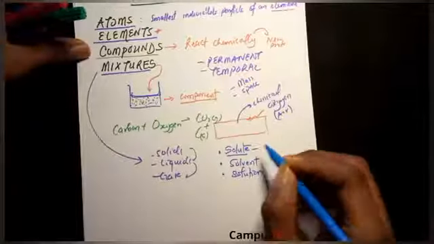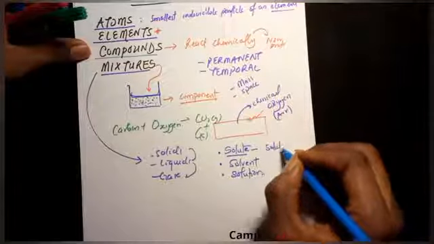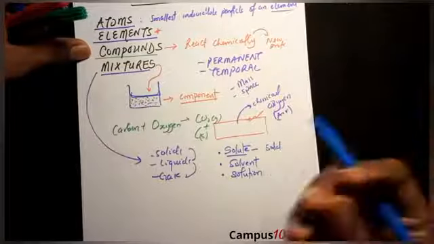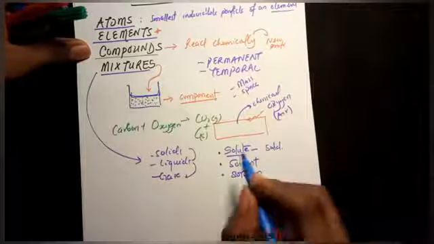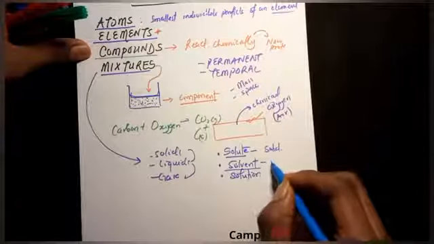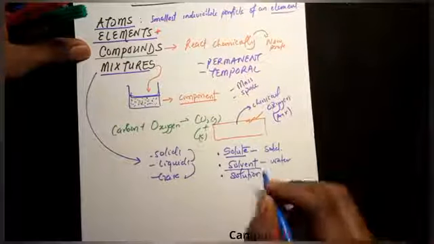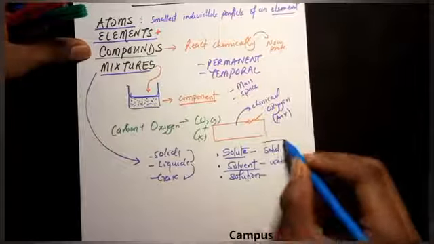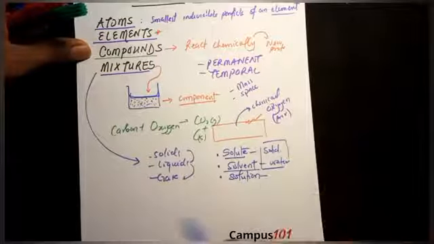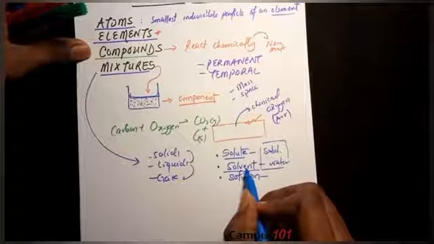Now, a solute is a solid piece of matter, for example table salt, sodium chloride. A solvent is a liquid such as water, such as petrol. And a solution is a mixture of a solute and a solvent.